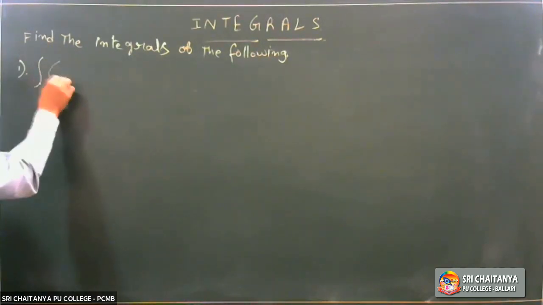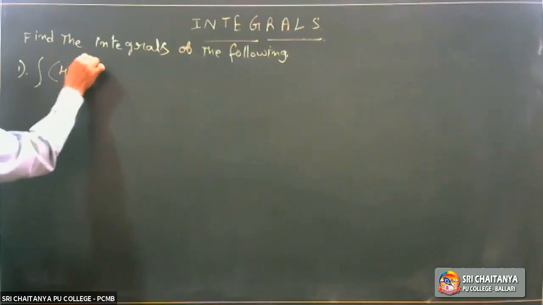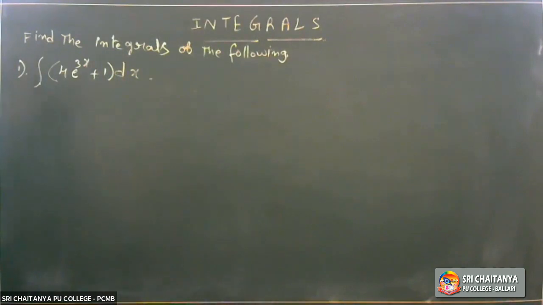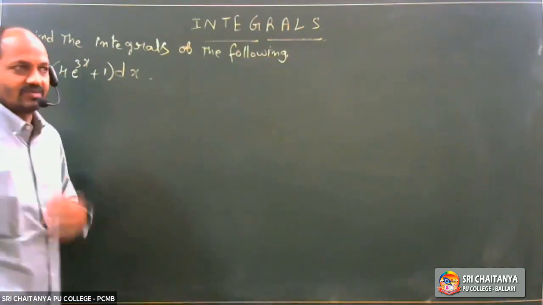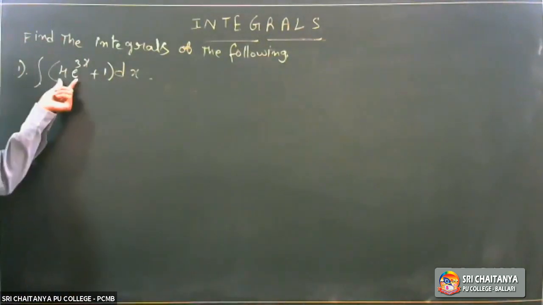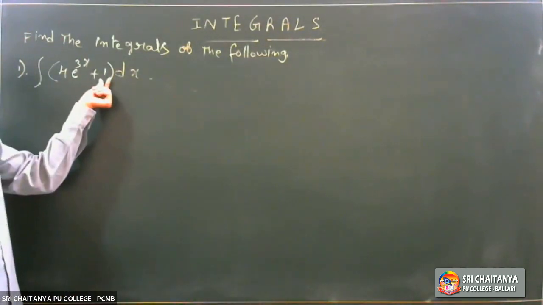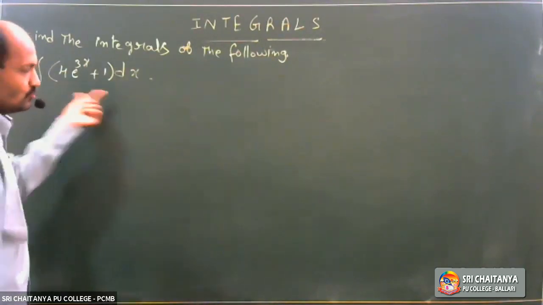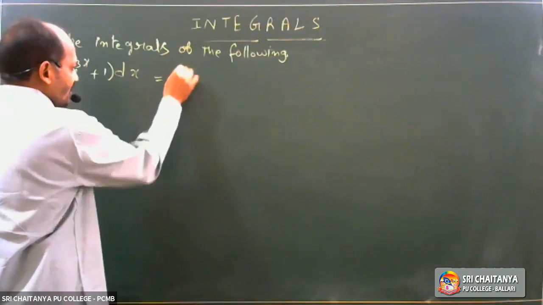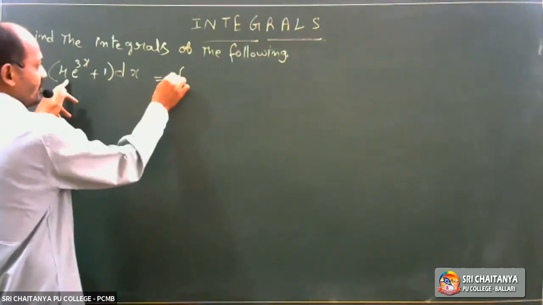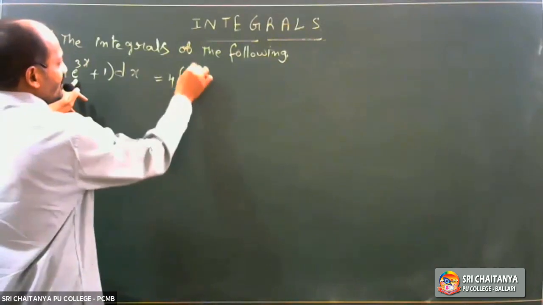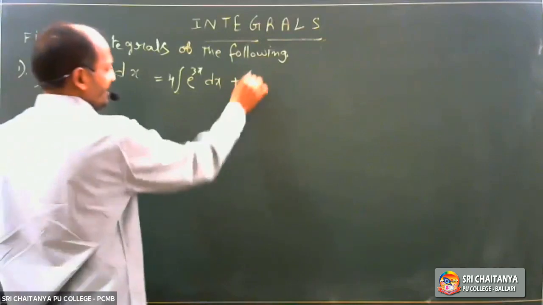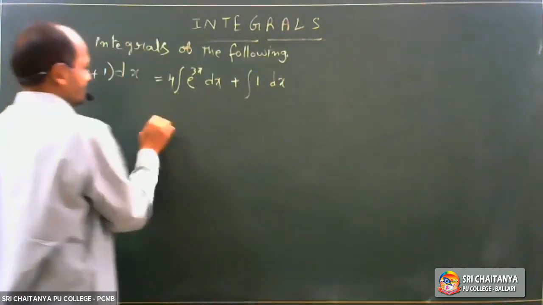First question, the integral of 4e power 3x plus 1 dx. 4e power 3x is one function, 1 is another one, so this integration is applicable for both. The integral of 4, which is a constant, so 4 into the integral of e power 3x dx plus the integral of 1 dx.